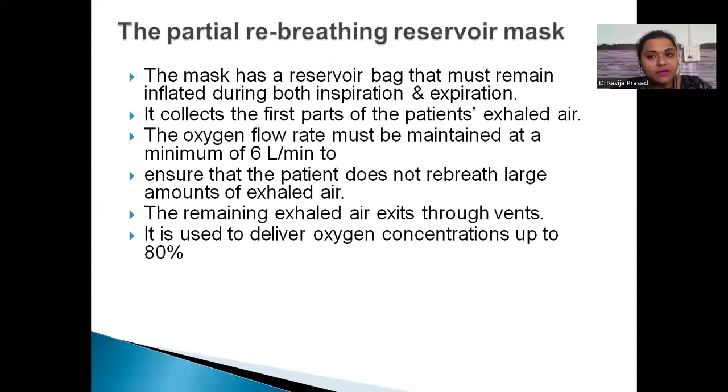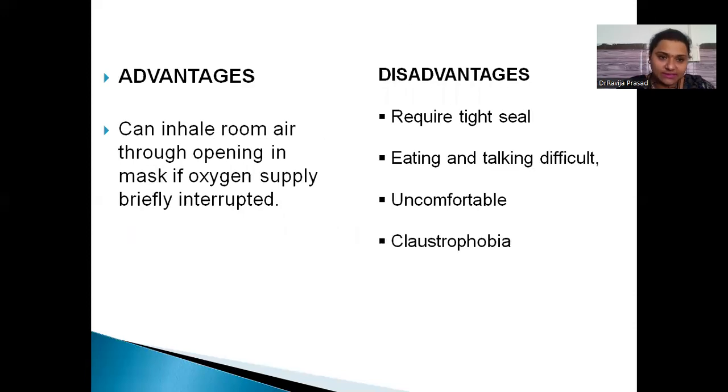The partial rebreathing reservoir mask is one kind of reservoir mask. This mask has a reservoir bag that must remain inflated during both the inspiration and expiration process. It collects the first part of the patient's exhaled air. The oxygen flow rate must be maintained at a minimum of 6 liters per minute to ensure that the patient does not rebreathe a large amount of exhaled air. The remaining exhaled air exits through the vents. It is used to deliver oxygen concentration up to 80%.